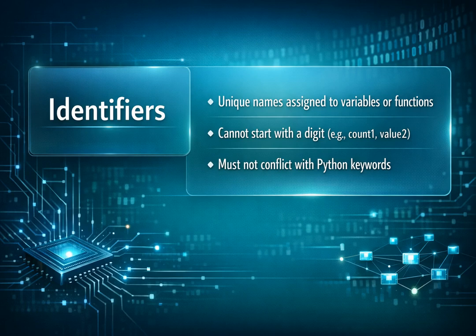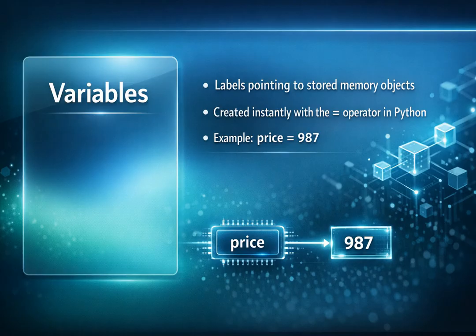Identifiers are the names we give to variables, functions, and other entities in our program. An identifier must start with a letter or underscore, cannot start with a digit, cannot be a keyword, and cannot contain special symbols like the @ sign or hash. A variable is a named memory location that holds a value. In Python, you create a variable simply by assigning a value to it using the equals sign. For example, writing price = 987 creates a variable named price and stores the number 987 in it.